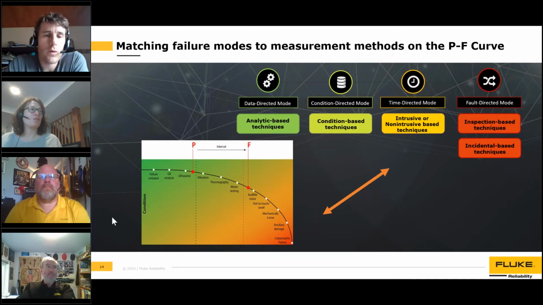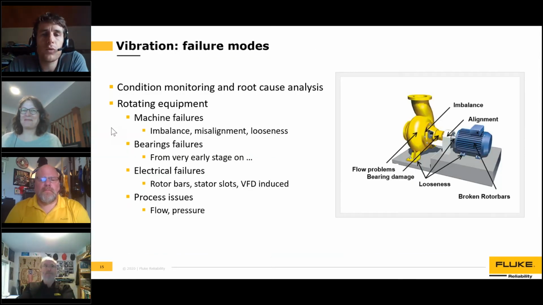So if we dive into one of these technologies, we'll start with vibration, most commonly known and most commonly used on typical rotating equipment. A first point here is that it's a good technique to not only monitor the condition of a piece of equipment, but also, when I have an issue or a red flag in my data, I can use that same data to find the root cause of that failure.